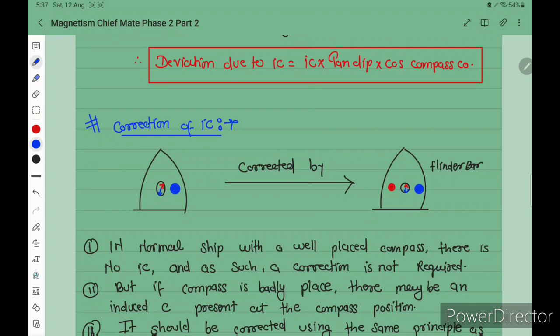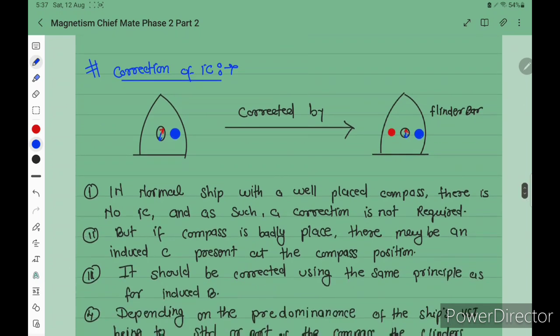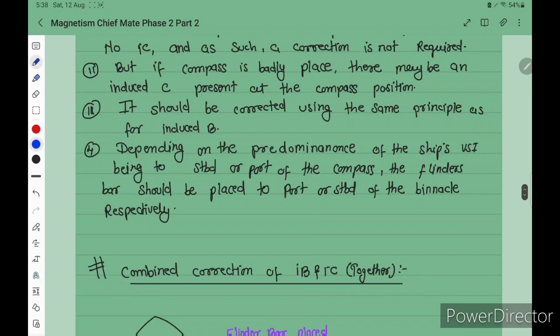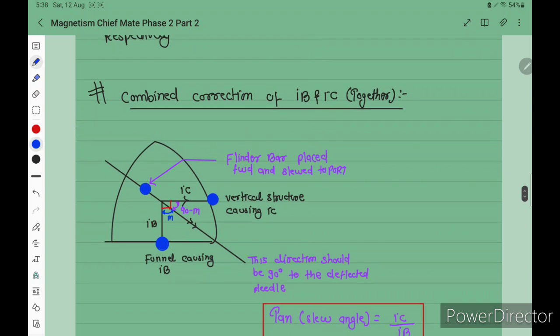So, correction of IC. IC will not be present in merchant vessels, but we will discuss how IC is corrected. In a normal ship with a well-placed compass, there is no IC and such a correction is not required. But if the compass is badly placed, there may be an induced C present at the compass position. It should be corrected using the same principle as for induced B. Depending on the predominance of the ship's vertical soft iron being to starboard or port of the compass, the Flinders bar should be placed to port or starboard of the binnacle respectively. Now if IB and IC are present together, how will we correct them?